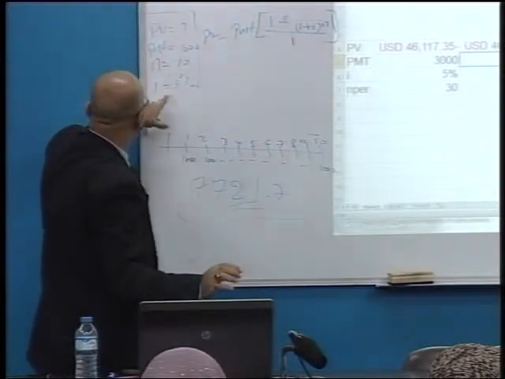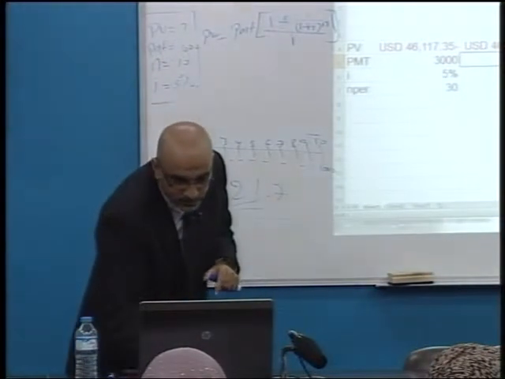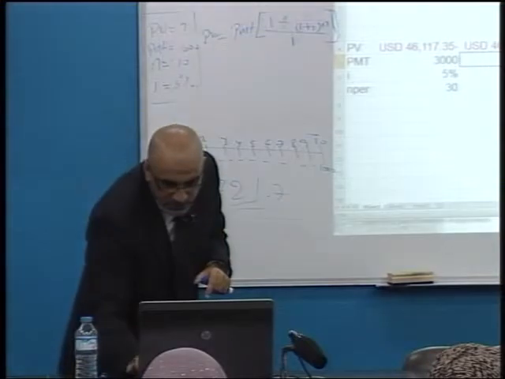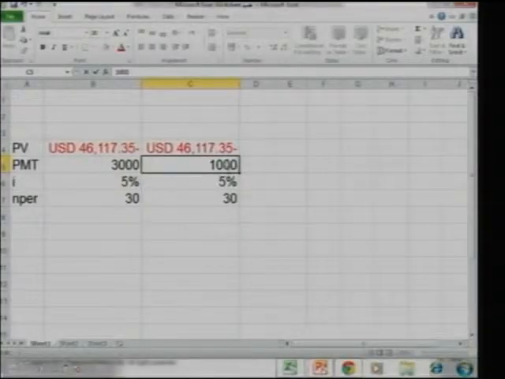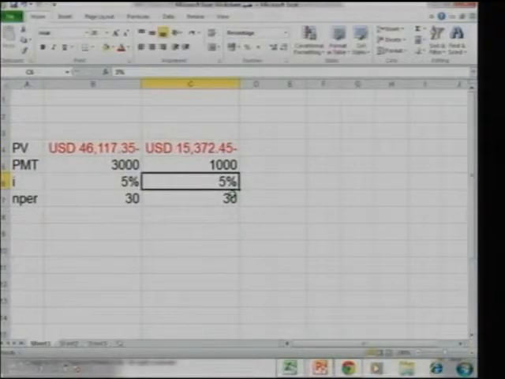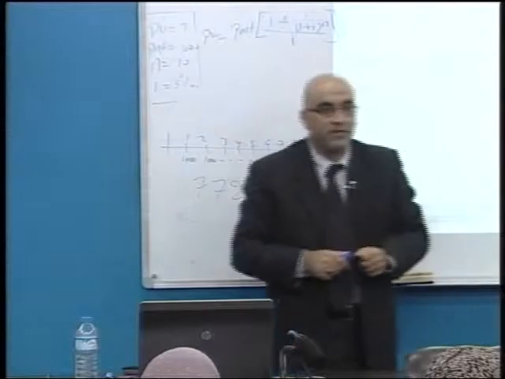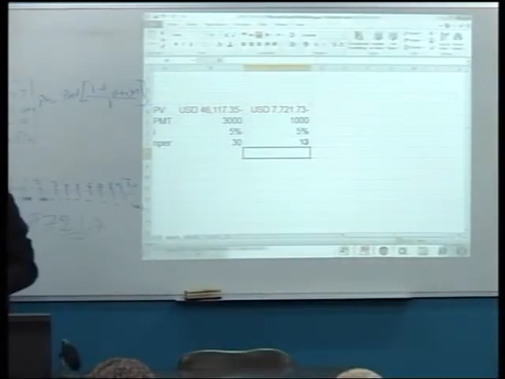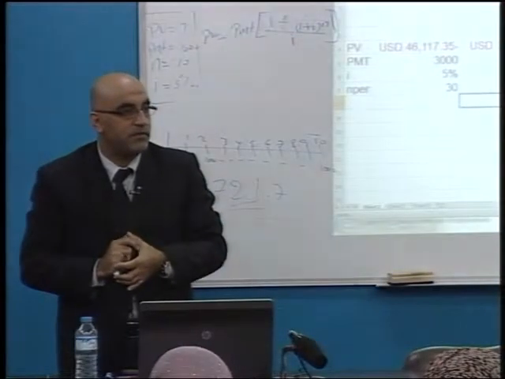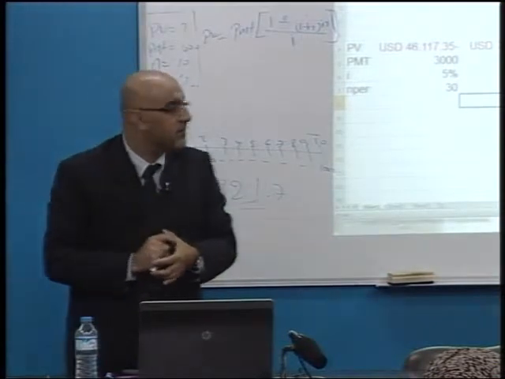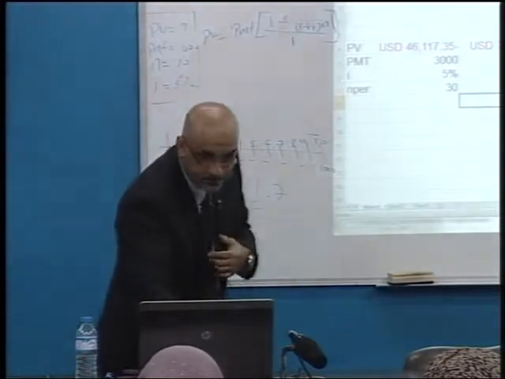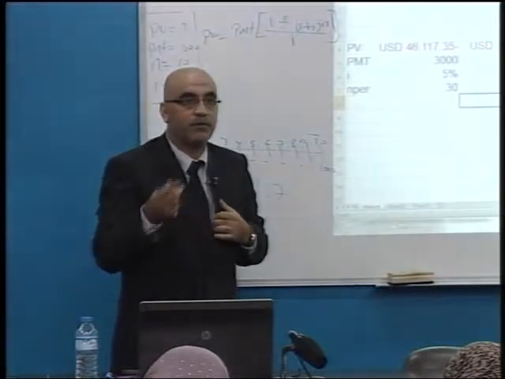Okay, so $1,000, 5%, and 10 periods. So it is 7,721.73. Okay? So double check your answer. Okay. Any question before moving to the next?